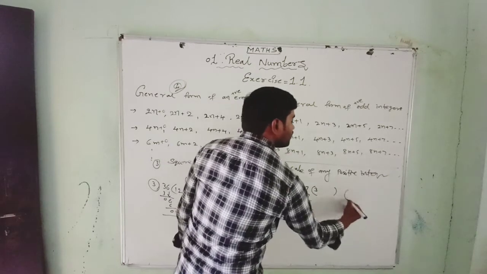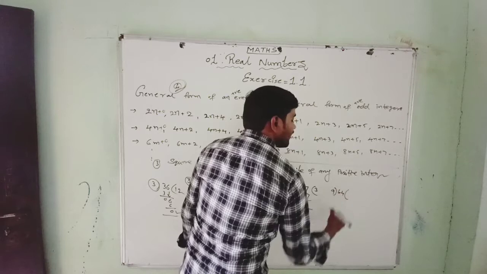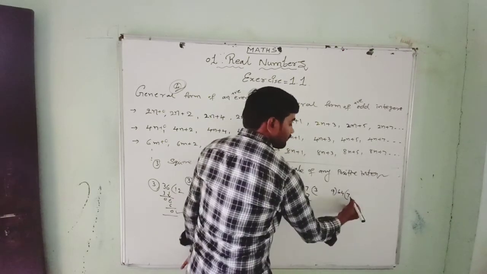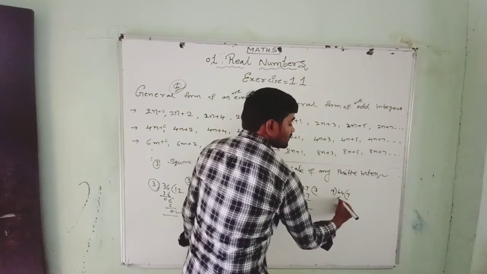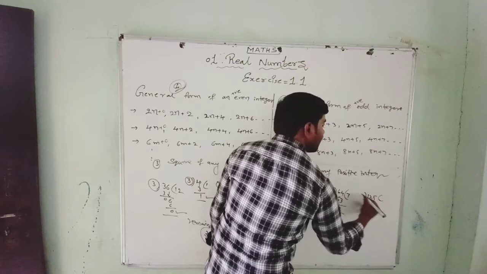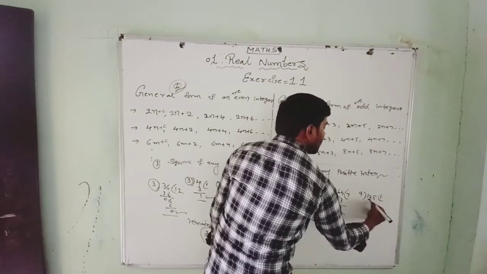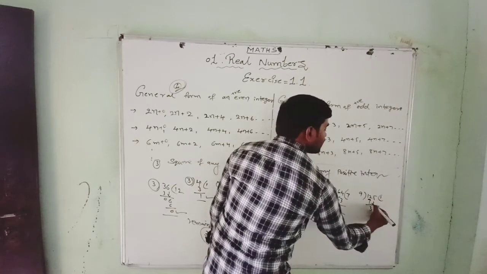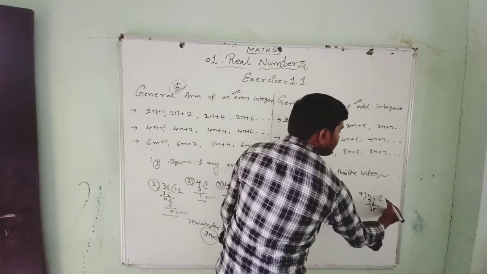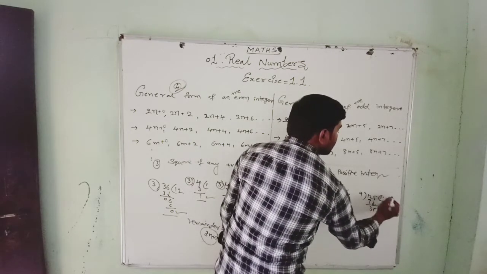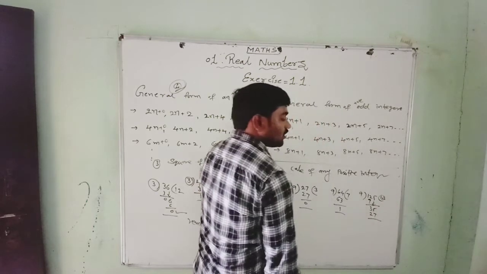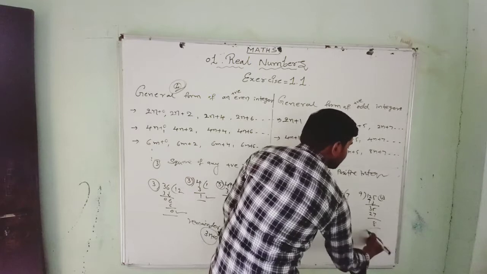I will take 4 cube, that is 64. I will divide by 9. What will I get here? 9 7s are 63. I will get remainder 1. I will take 5 cube, that is 125. I will divide by 9. 9 1s are 9, 125 minus 9 gives 116, and 9 times 13 is 117 less... so 9 3s are 27 and I will get remainder 8.